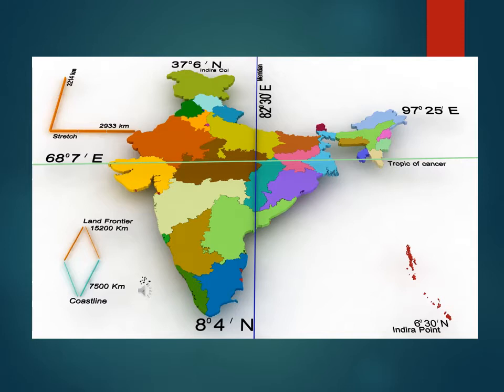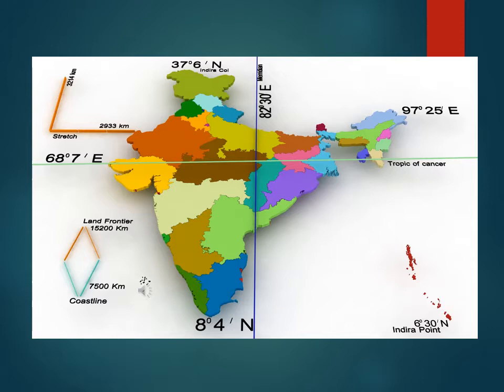Before that, one more point is Tropic of Cancer. You can see the green line here, which is passing through India, starting from Gujarat, then passing through Rajasthan and Madhya Pradesh, some part of West Bengal, Bihar, etc. So this Tropic of Cancer is dividing India into almost two equal parts, northern side and the southern side.